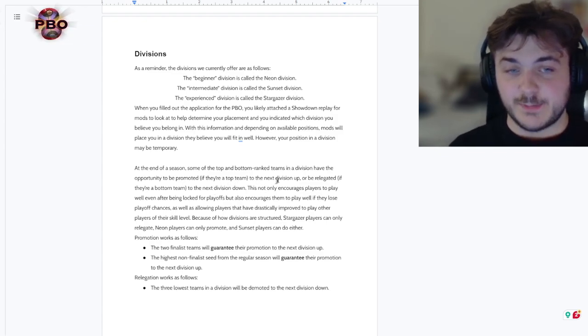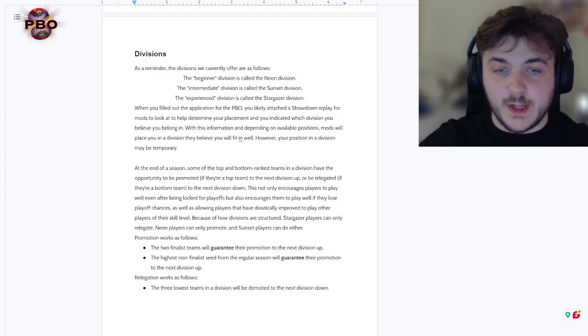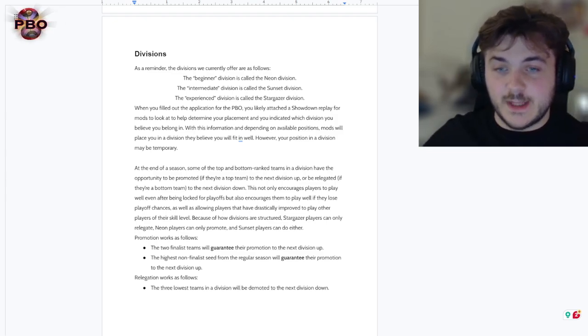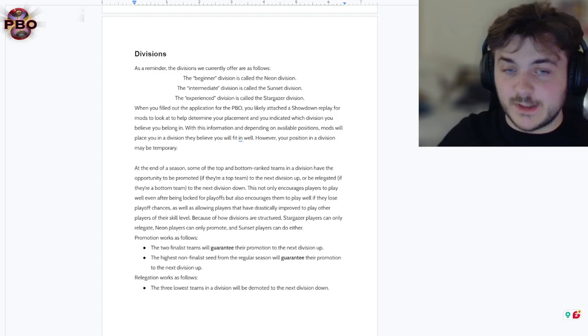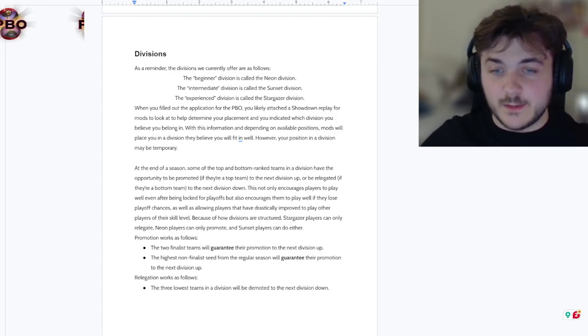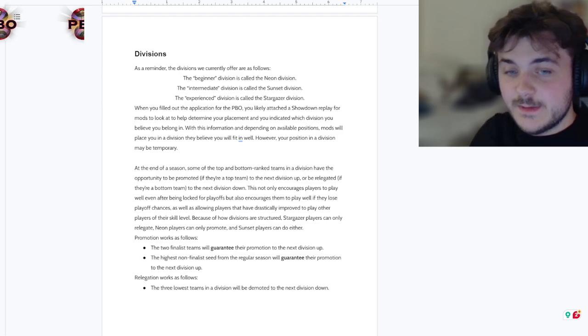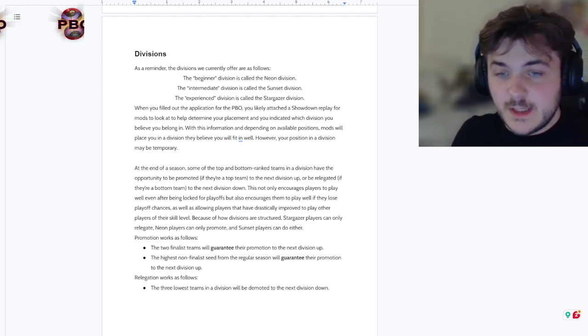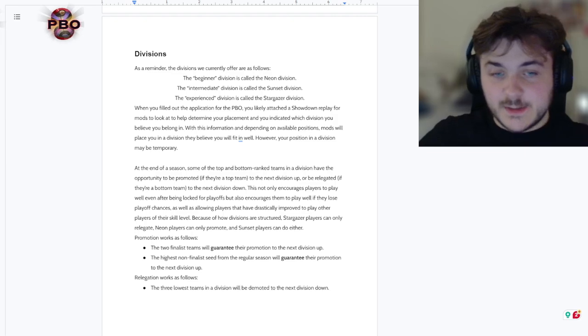This not only encourages players to play well even after being locked for playoffs, but also encourages them to play well if they lose playoff chances, as well as allowing players to drastically improve the play of others of the skill level. Because of how divisions are structured, Stargazer players can only relegate, Neon players can only promote, and Sunset players can do either.